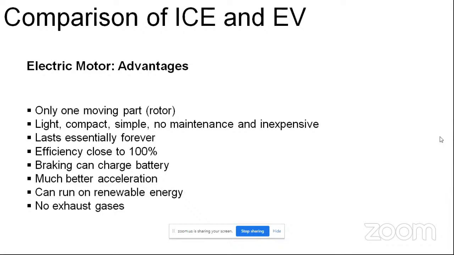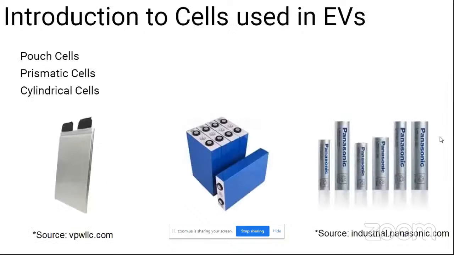So we can use this braking to charge a battery. Then much better acceleration. In terms of acceleration, they are very good. They can run on renewable energy resources, like we can charge our electric vehicle by solar power plant, wind energy and all. No exhaust gases. So these electric cars, they don't have any exhaust, no hazardous gases. So it is very good to use to save our earth for our future generation.